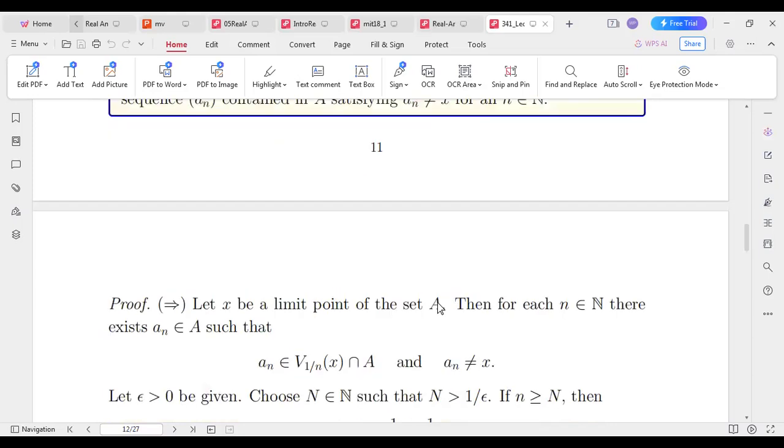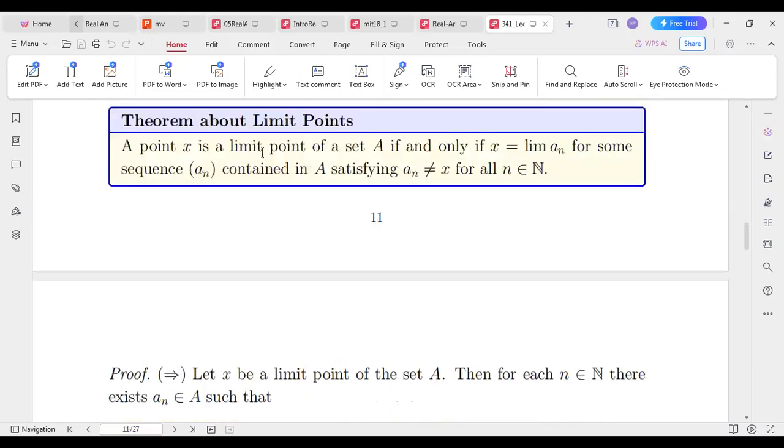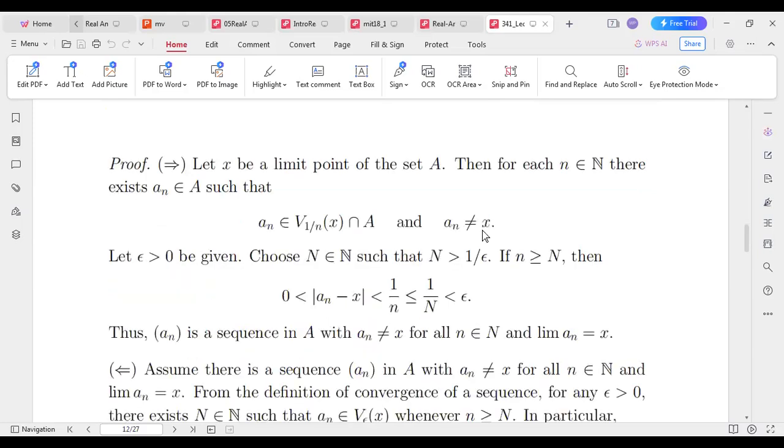This is an important theorem. A point X is a limit point of a set A if and only if X equals the limit of a_n for some sequence a_n contained in A satisfying a_n is not equal to X for all n belonging to the natural numbers. So this is the proof. This is left for you. Very easy proof.